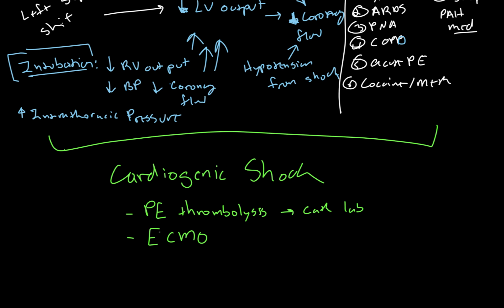So ECMO is a viable option, albeit we always want to make it the last option, but we don't want to wait too long, and preferably VA ECMO, okay? VV ECMO, if you think about it, you're just going to further dilate the right side of that heart by sucking blood from that system and pumping blood back into the system, and it has nowhere to go. So we're talking about PEs here.